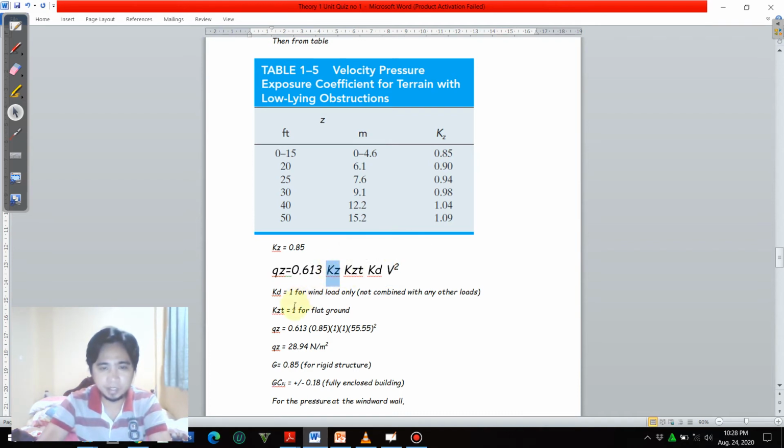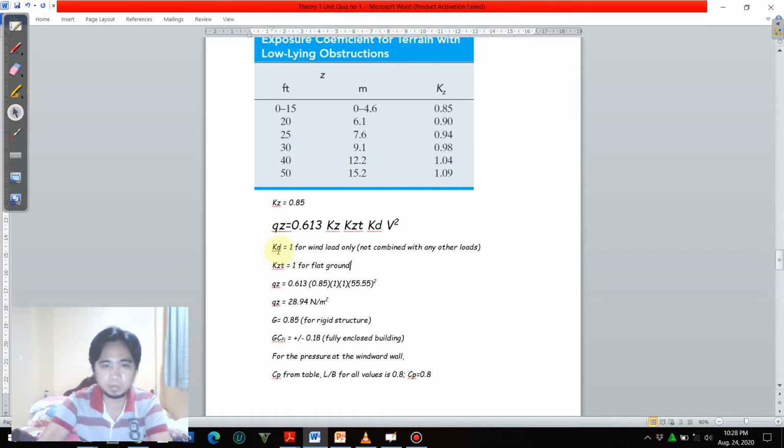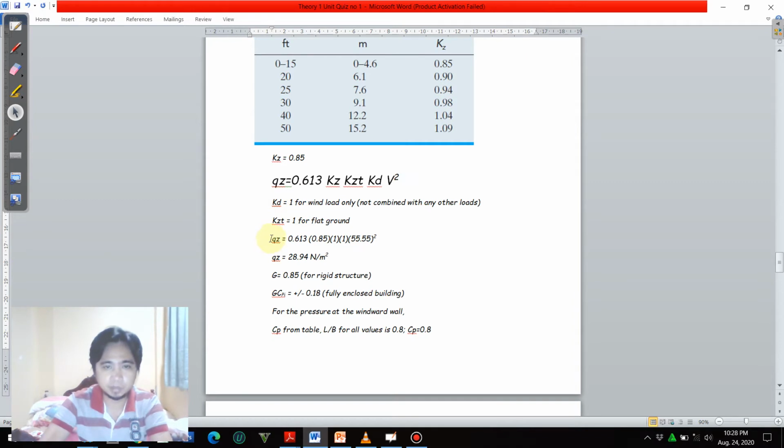Next is KZT. It is set to 1 for a flat terrain or ground, so we do not need to go over the table. And then KD is also set to 1 for a loading that is not combined with any other loading, because we are just concerned with the wind load here in the problem. Again, we do not need to go over the table for that. So substituting all the values, we obtain 28.94 Newton per square meter.